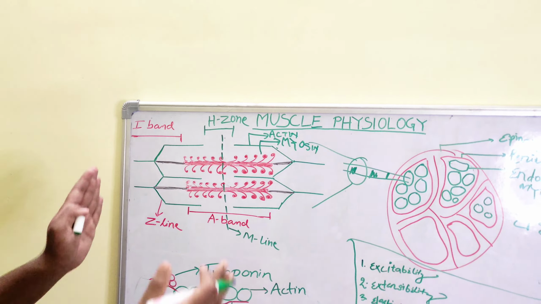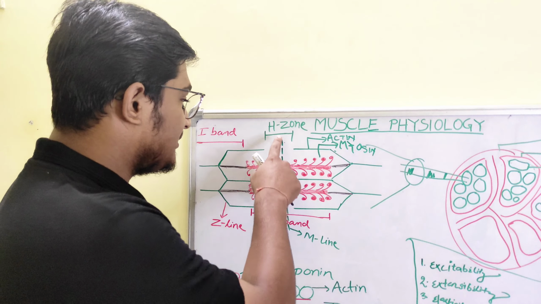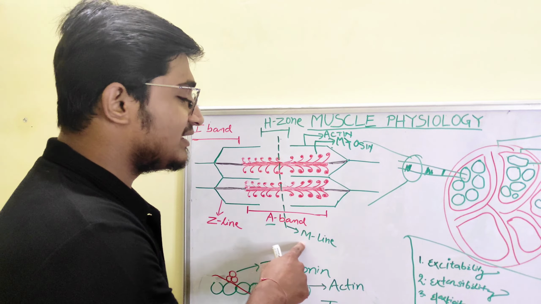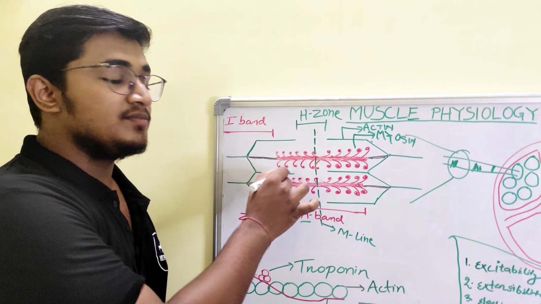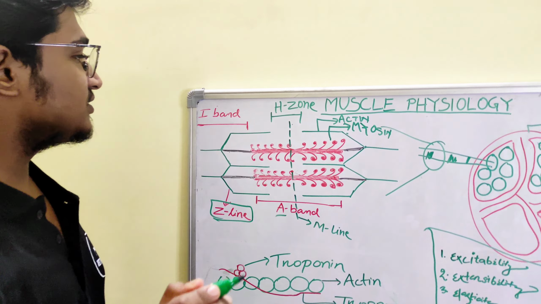The portion of only myosin is regarded as the H zone or Hensen zone. If we put a middle line, this middle line is the M line. The line from which the actin and elastic fiber come is the Z line. So this is our ultrastructure. This is the I band, the H zone, the A band, the M line, and the Z line.